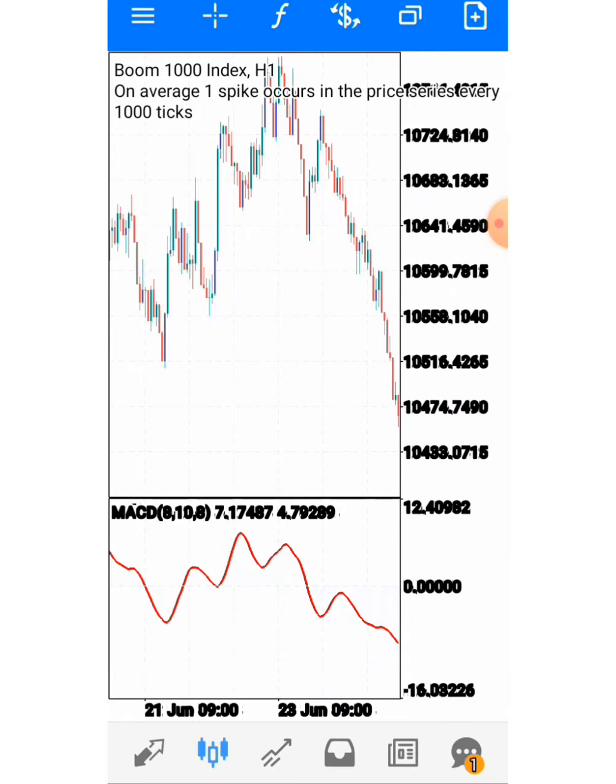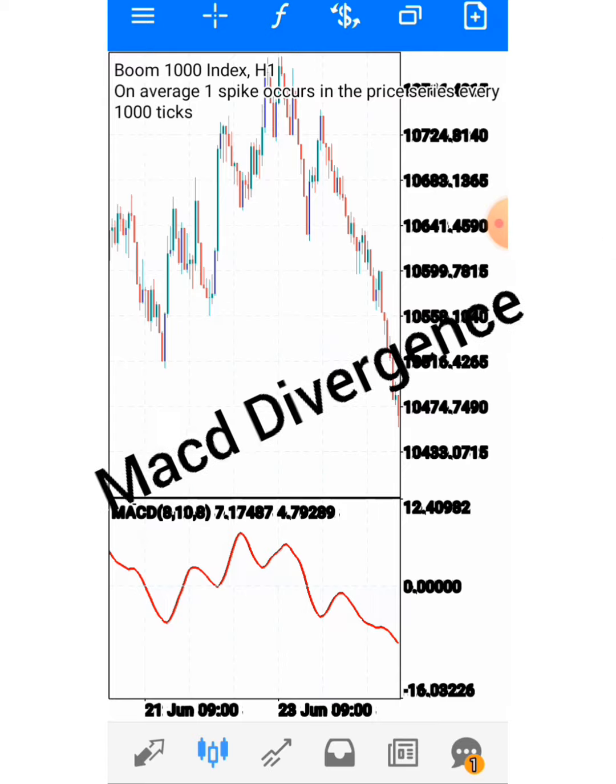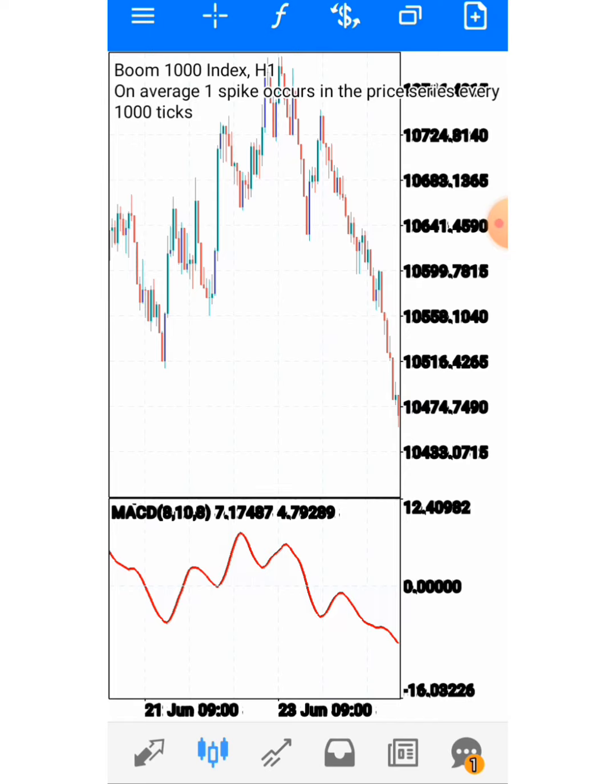So today I will be teaching you MACD divergence to trade Boom 1000. So first of all, what is divergence? Divergence is a time where you see price making a higher high on the main chart, and you see price making a series of lower highs on the indicator, and this signifies a trend reversal. So let me show you what I'm saying on this Boom 1000 index on the 1 hour time frame.